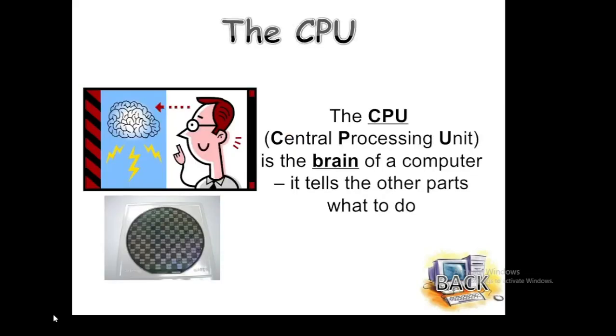The CPU. The CPU, Central Processing Unit. The CPU is the brain of a computer. It tells the other parts what to do. That is a very important thing in the computer.